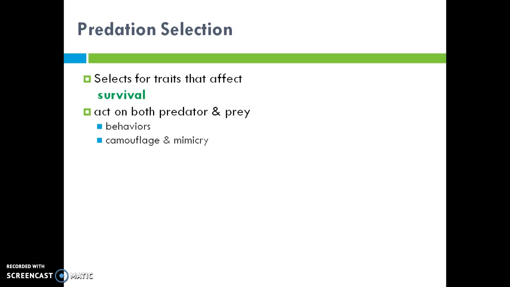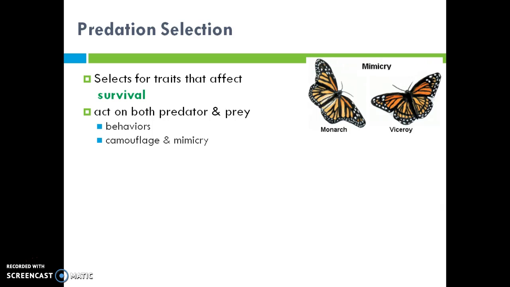Do they have camouflage or mimicry? And we know that both predator and prey can have camouflage. A hunter needs to be camouflaged so he can hunt his prey. A prey needs to have camouflage so that it can hide from its predator. So camouflage works in both ways. Mimicry, we'll talk about in just a second here.